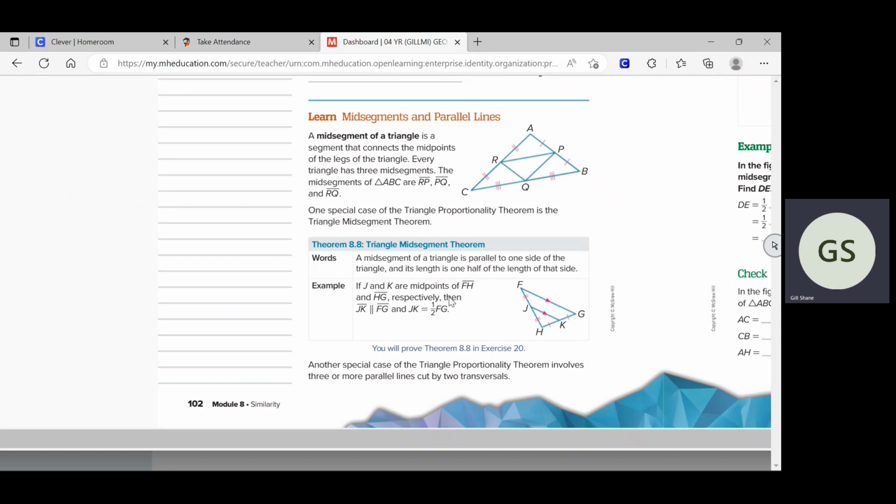Learn mid-segments and parallel lines is the only thing we're doing to add today. And then you'll practice for about 30 minutes. Although this gets a little tricky when we do the example.